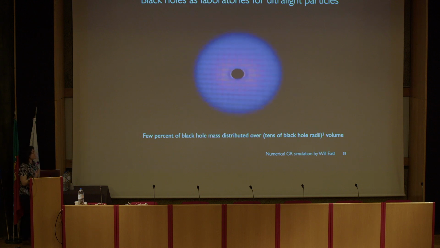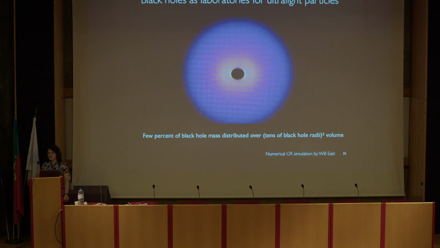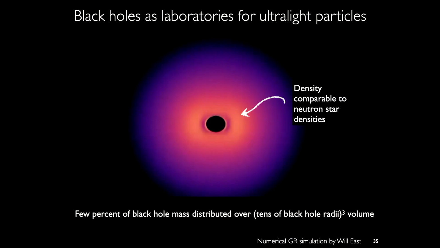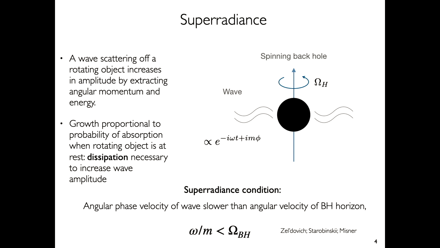And through the process of black hole superradiance, a newly formed rotating black hole will spontaneously create a cloud of ultralight bosons in its vicinity if there exists a particle in the theory whose Compton wavelength is of order the size of the black hole radius. And this cloud will have a density that's comparable to neutron star densities. So these are really very dense clouds that could be made up of these new beyond the standard model particles. And then we're going to look for signals of these very dense clouds. So that's a lightning summary of the talk. So let's get into a bit more detail.